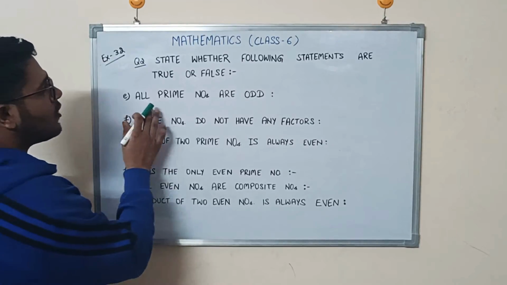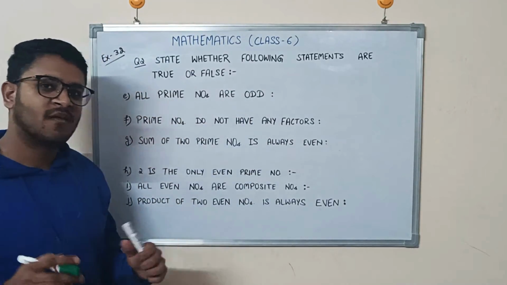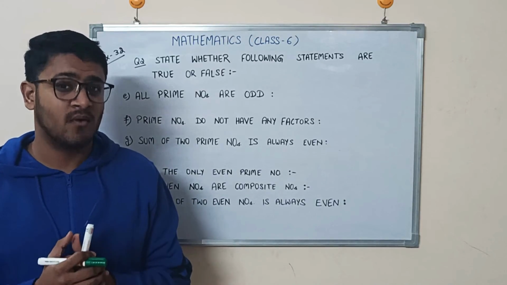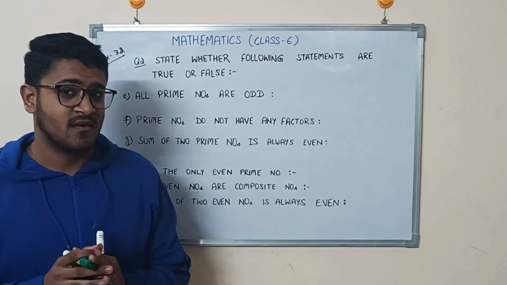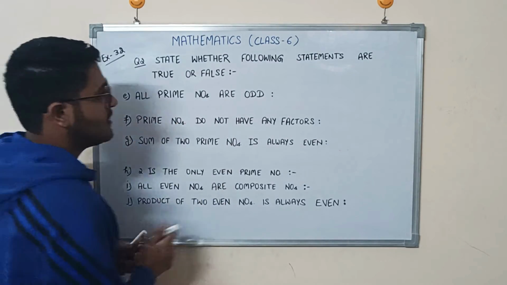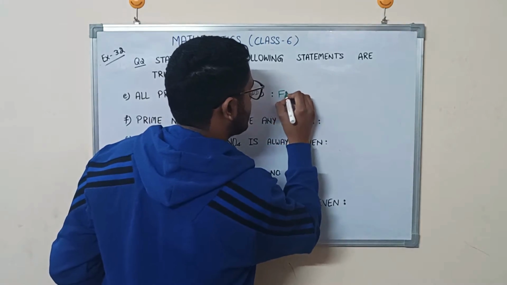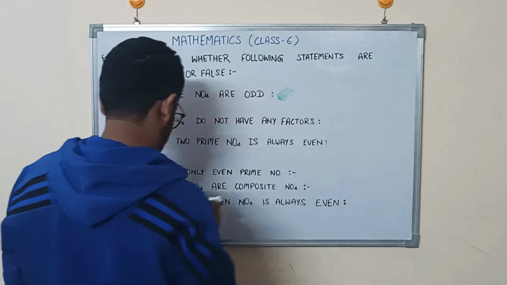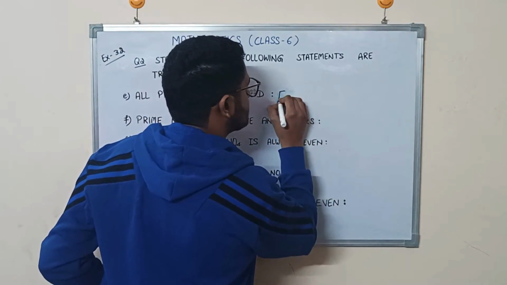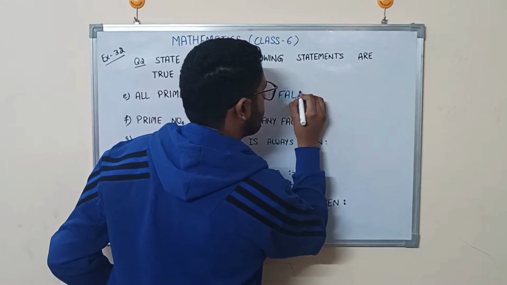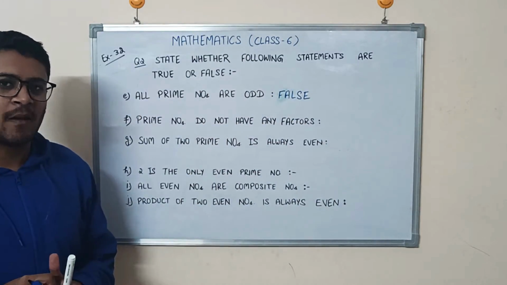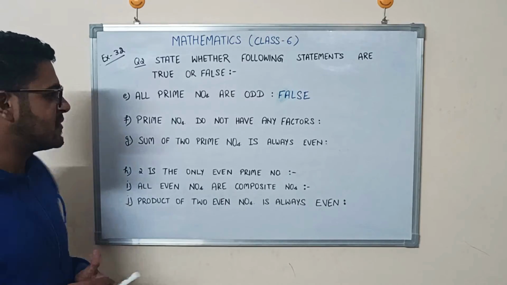E part is all prime numbers are odd. In the previous video we have already discussed the fact about the prime numbers, that 2 is the only prime number which is even, right? So according to that, all prime numbers are odd. This is false, right? This is false. Why is this false? Because we know one prime number which is 2, which is an even number, right?